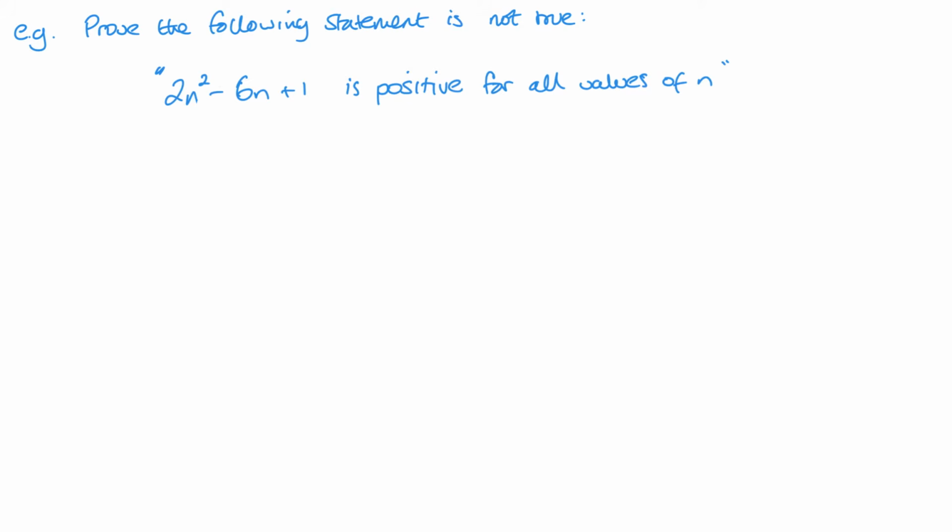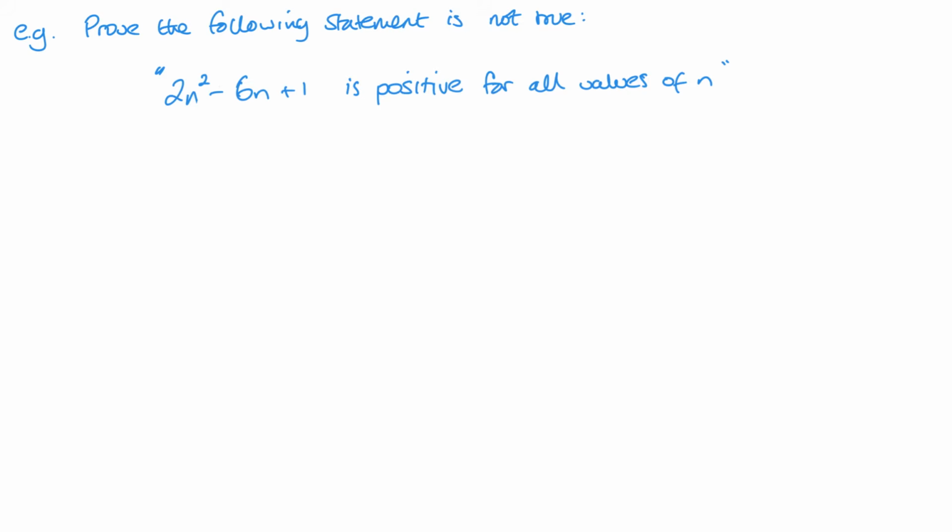So we've got now, prove the following statement is not true. 2n squared minus 6n plus 1 is positive for all values of n. So all I need to do is find a value of n where 2n squared minus 6n plus 1 is not a positive number. So we're looking for it to be a negative answer.